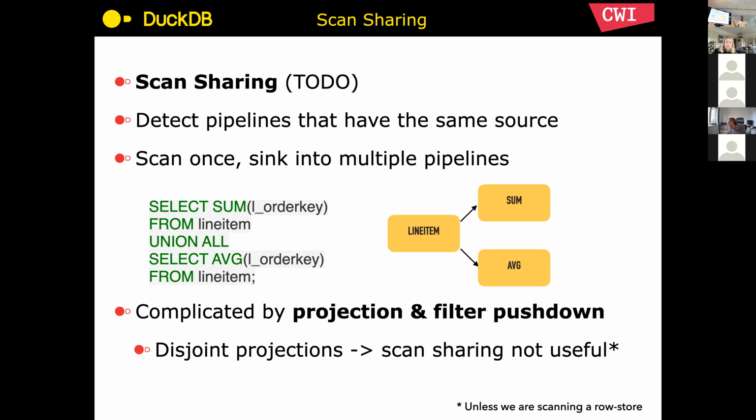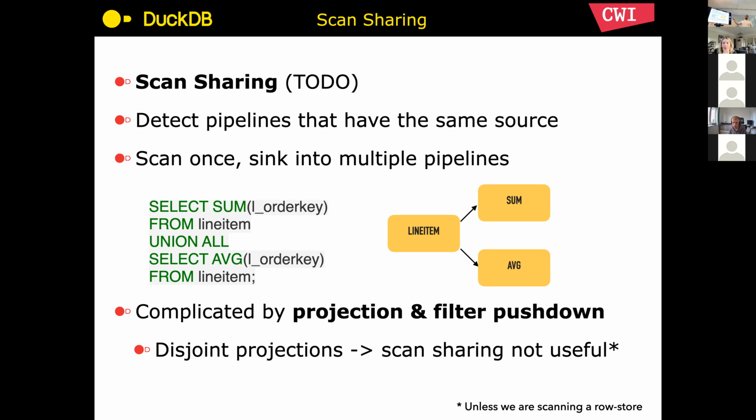The scan sharing is slightly complicated by projection and filter pushdown, of course, because if you have two scans, the projections might be slightly disjoint, or they may have slightly disjoint filters. So that makes it a bit more interesting, because when is it worth it to use scan sharing in those cases? If you have completely disjoint projections, it's probably not useful, except if you're scanning a CSV file or a row store. So it's a bit iffy. If you have overlapping projections, but not entirely, it's something interesting to look at and benchmark. But of course, in the easy case where everything lines up perfectly, it's certainly useful, right? You just save a scan or multiple scans.